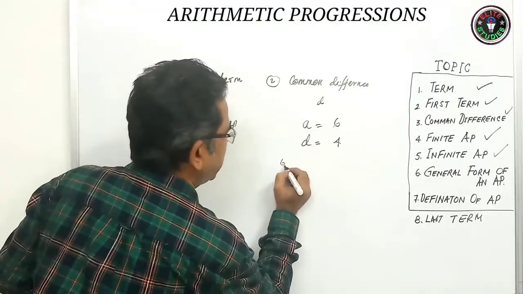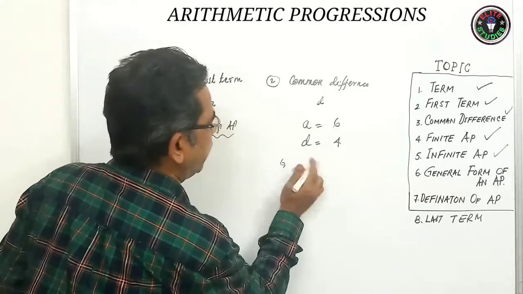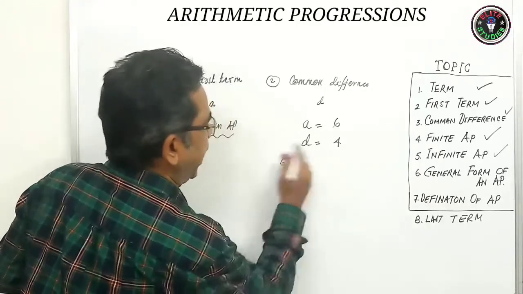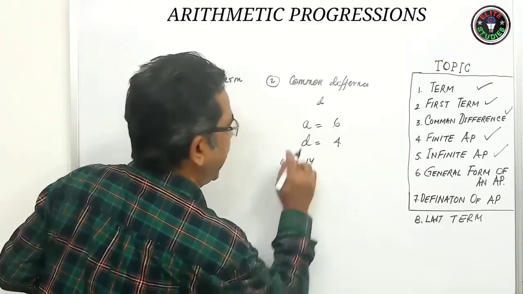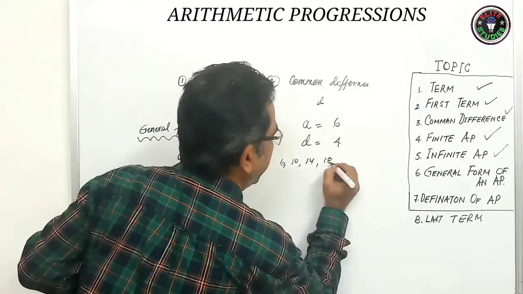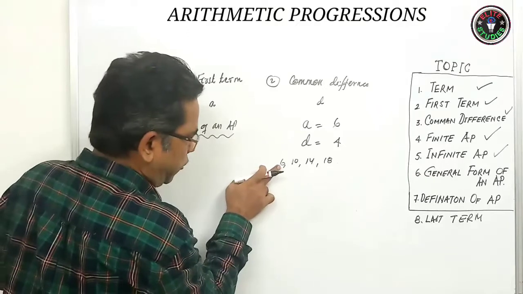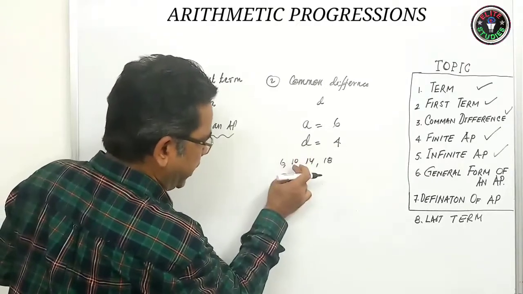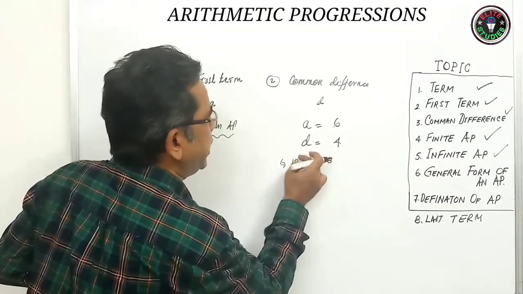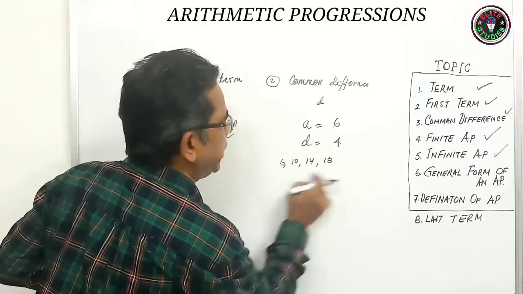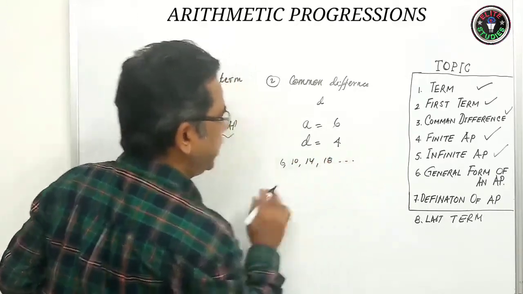The first term is 6, the common difference is 4, so you add 4, it will be 10. Add 4, it will be 14. Add 4, it will be 18. In this way you are successively adding d. With the first term you add d and get the second term; with the second term you add d, meaning 4, and get the third term. This is how you proceed to get the AP.